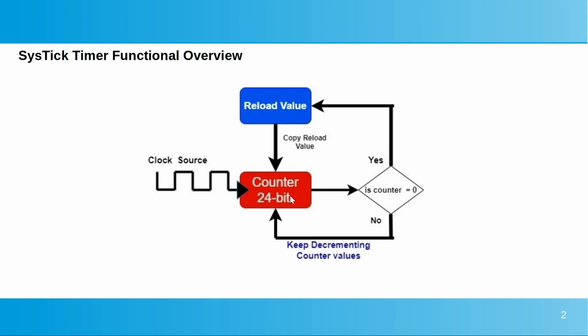Now the counter will start decrementing starting from this reload value until it reaches 0. If it didn't reach 0 yet, then it will go back to the same state and keep decrementing. If the counter reaches 0, then we'll go back to the initial point by loading this reload value onto the counter again, and the counter starts decrementing again. Besides going back to the initial point, the SysTick Timer will generate an interrupt that will be forwarded to the Cortex-M microprocessor CPU.